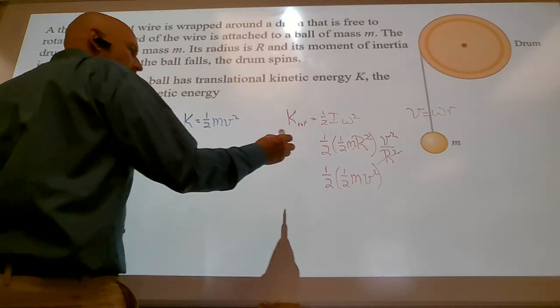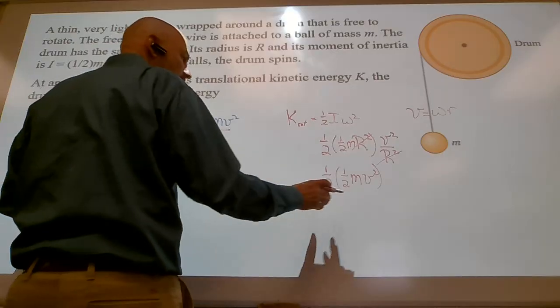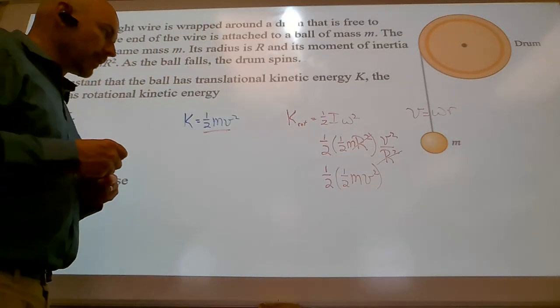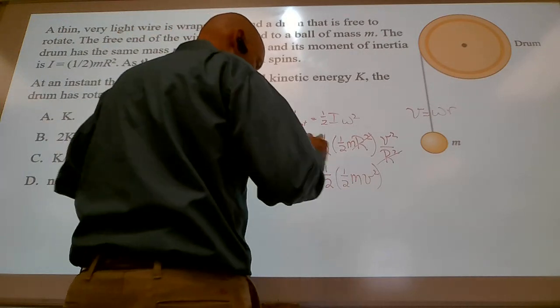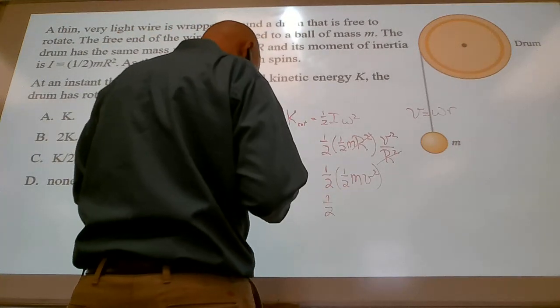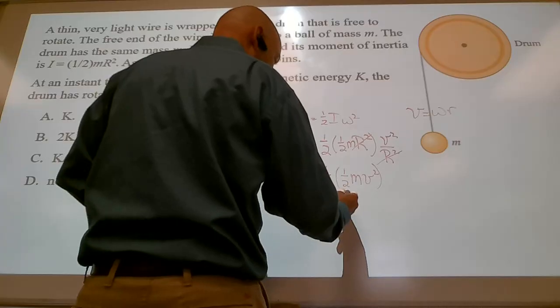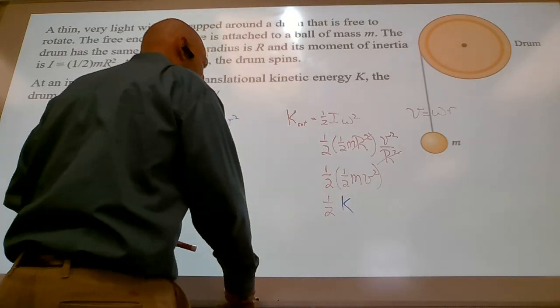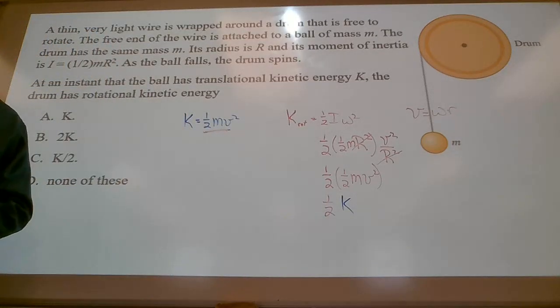So what you're trying to do is get this expression out of this. So then you can go, oh, that's 1/2 times K. This K is equal to that. Good there?